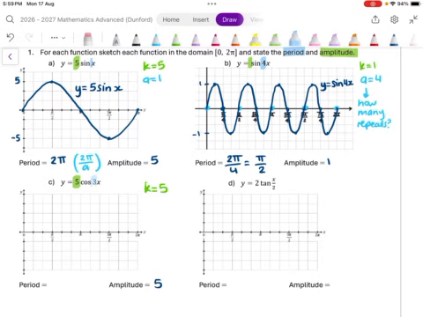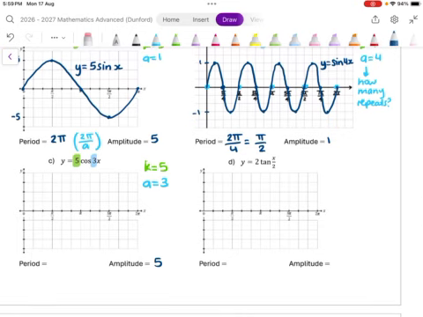Whereas our period helps us find our a value. Our a value is 3. So our period is going to be 2 pi on a, so 2 pi over our a value of 3. And we can't simplify that any further. So just remember that we have 2 pi on our a value. What this means is our a value means our curve is going to repeat 3 times. We also have our amplitude of 5.